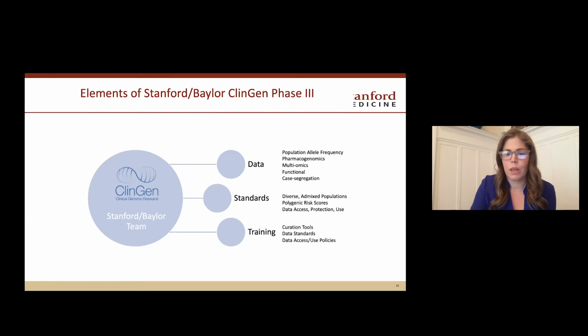How do we adjust when we don't have complete information for certain groups? And finally, in training, we really want to ensure that our curation tools are accessible to people, not just in the US and Europe, but everywhere, and also accessible in terms of different people's needs and use. We also want to make sure that people are trained on the data standards that we come up with, and that there's wide competency in our policies on data access and use across the platform.